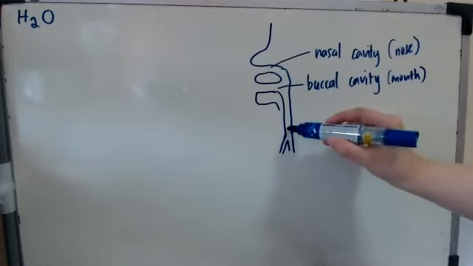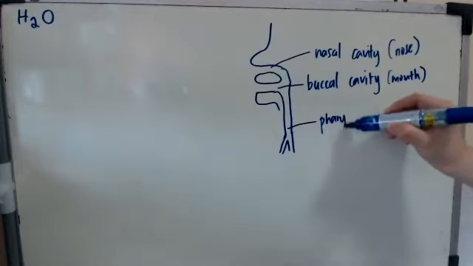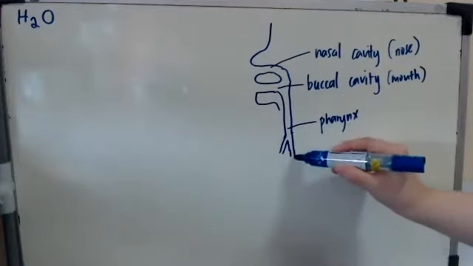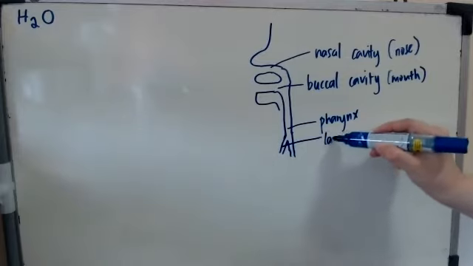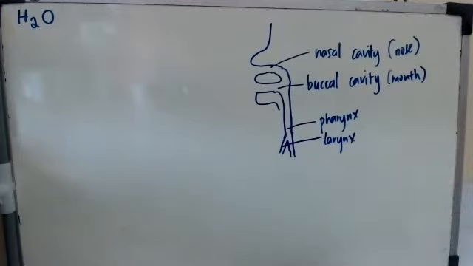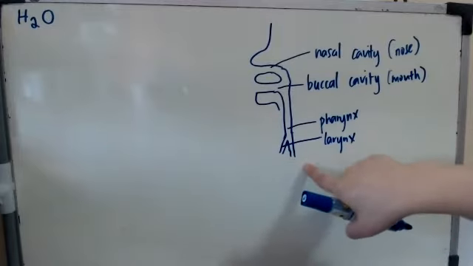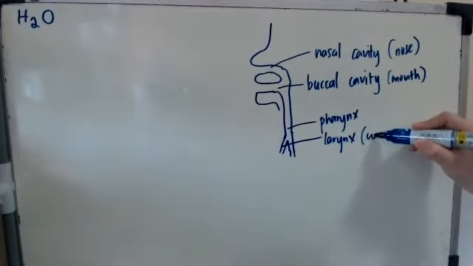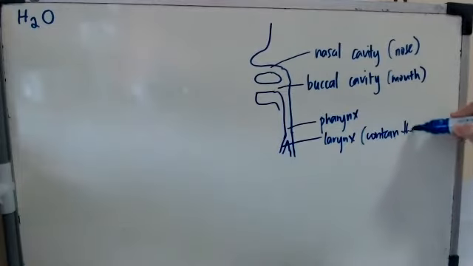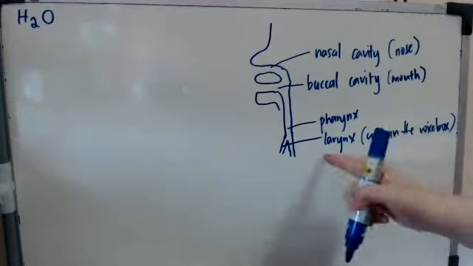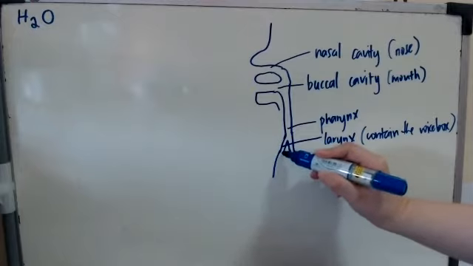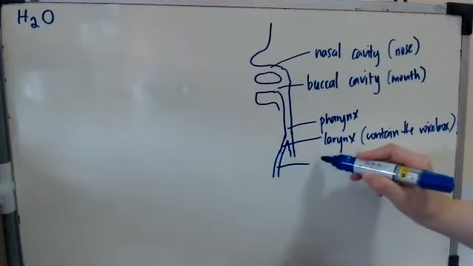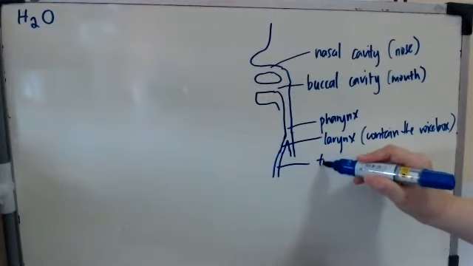Then at the bottom here is your pharynx. This thingy here will go down to your esophagus. This one here is your larynx. So immediately below the pharynx, you have the larynx and also the esophagus. The larynx will contain the voice box. Okay, the voice box is found in the larynx. And then the larynx will go down and extend to form what we call the trachea.